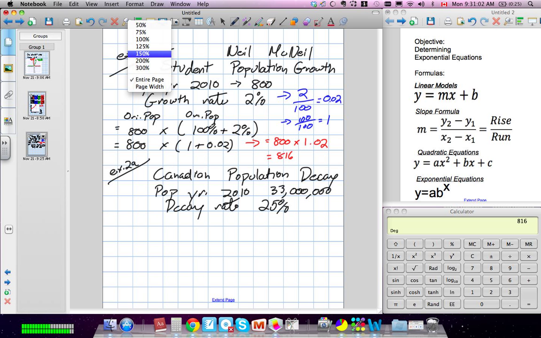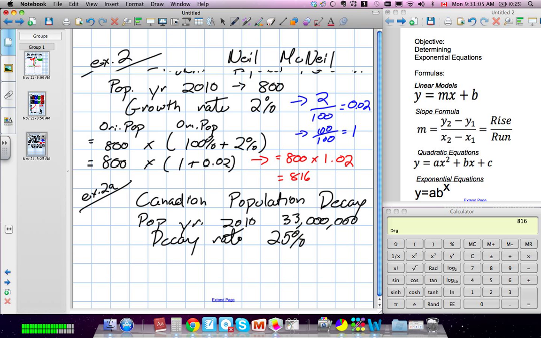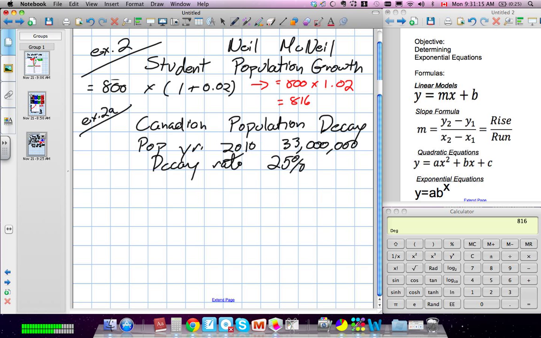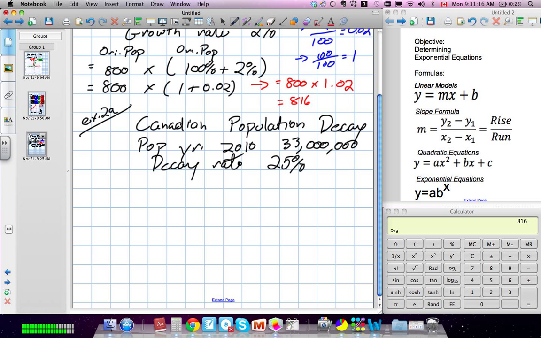We want to relate this to a decay rate. In other words, that means that we are decaying by 25% our population every year. Okay, as an average. That's our rough estimate, okay? So in order to do that again, we do the same idea. First off, we need to turn 25% into a decimal. So we take the 25, divide by 100. What do we get?